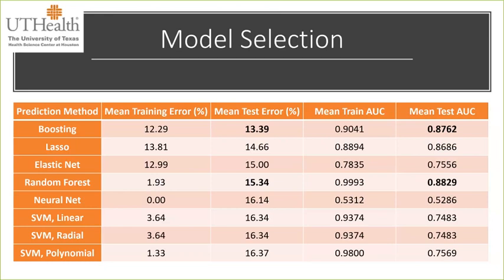The best performing methods were boosting based on mean test error and random forest based on mean test AUC. However, the mean test AUC for boosting and random forest were similar. Additionally, the low mean training error for random forest indicates it may have overtrained the data. Therefore, boosting was selected as the final prediction method. A final model was trained on the full trained data set, and predictions for death were made on the full test data set.